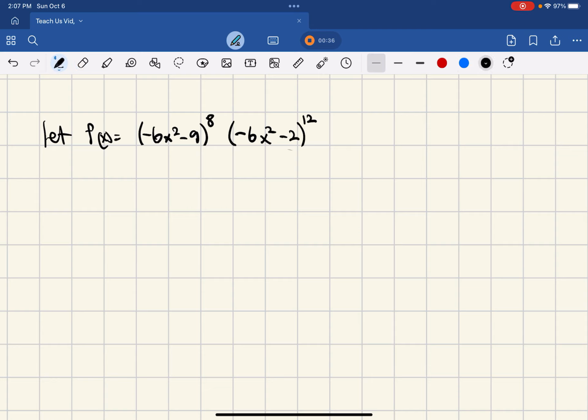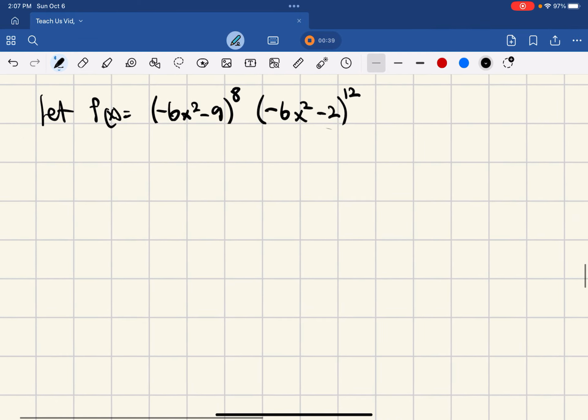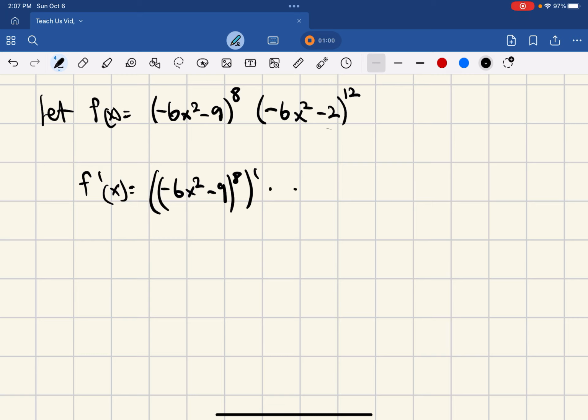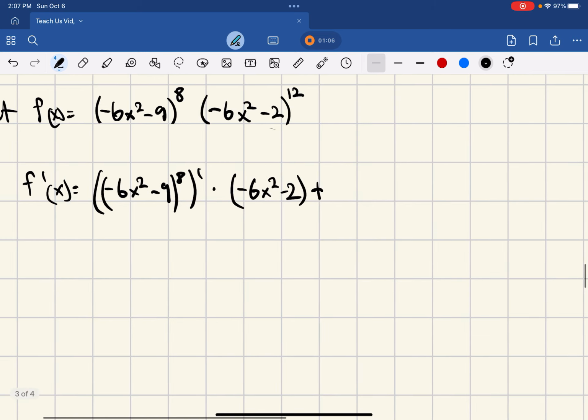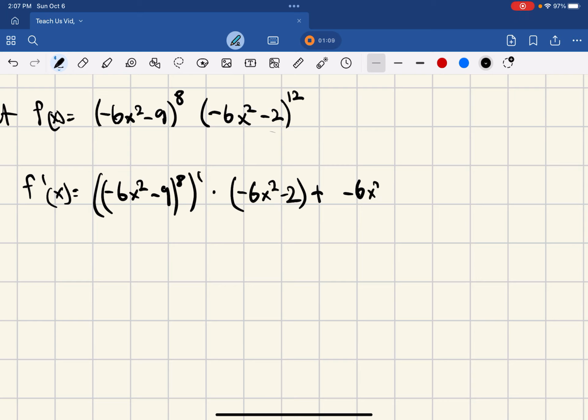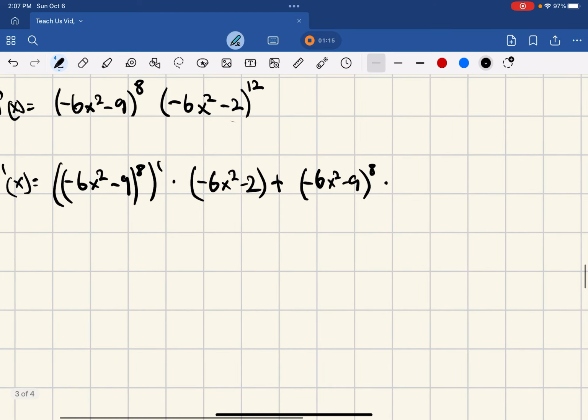So first off, we can use the product rule. F prime equals the derivative of the first term times the second term, plus the first term times the derivative of the second term.